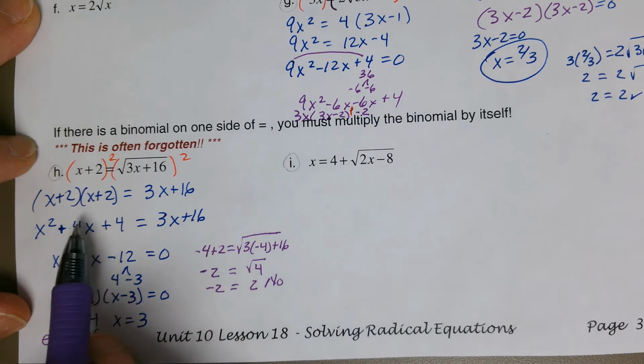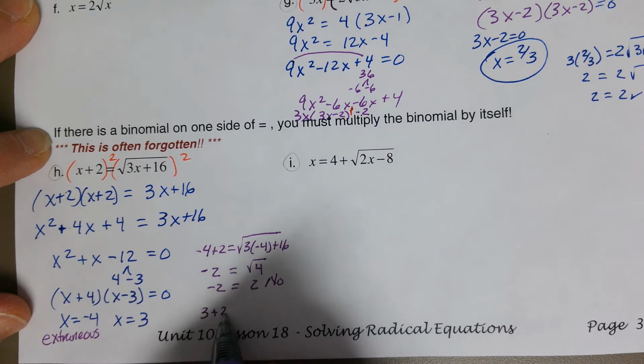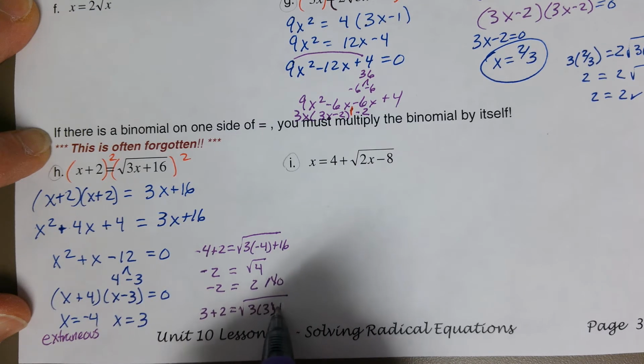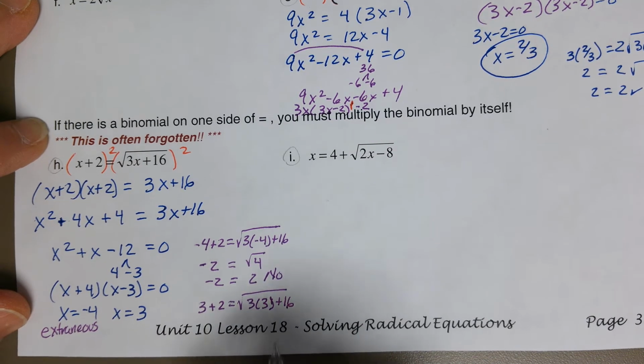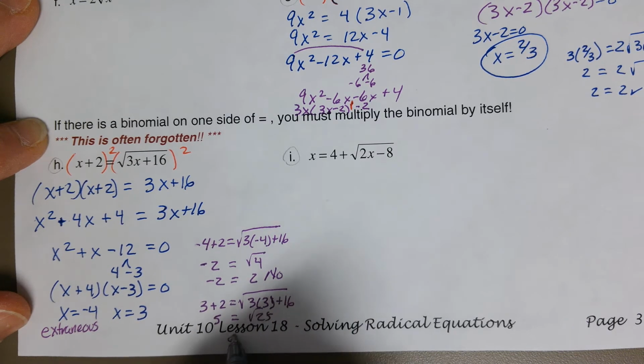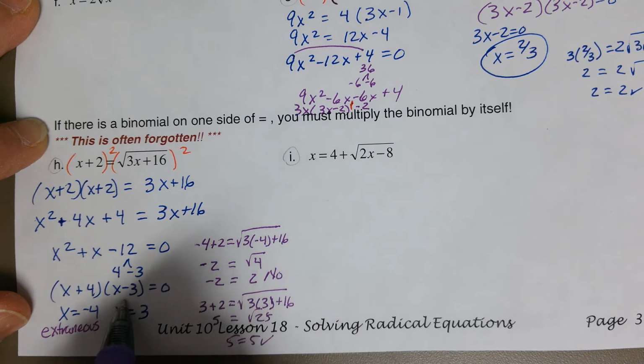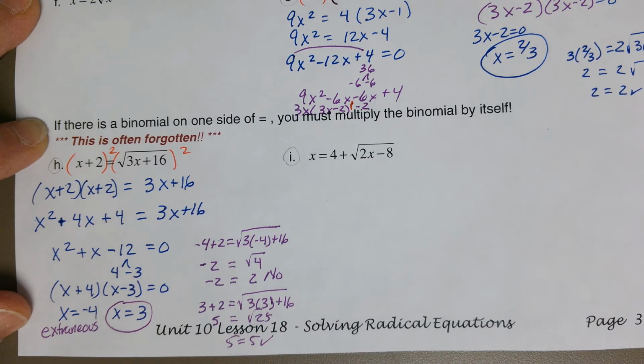Checking 3. Does 3 plus 2 equal the square root of 3 times 3 plus 16? 5 equals the square root of 9 plus 16, 25. Yes, 5 equals 5. That checks. So our only solution is x equals 3.